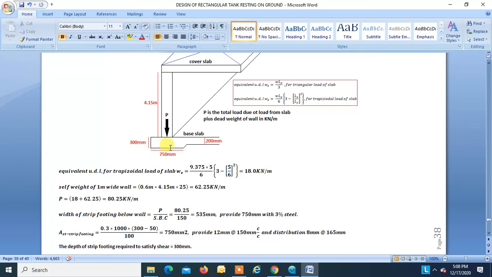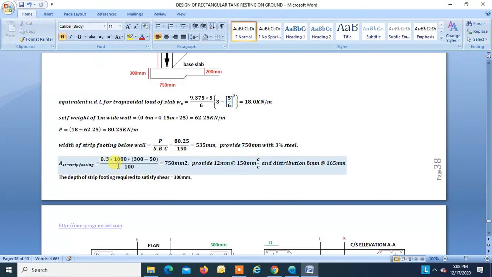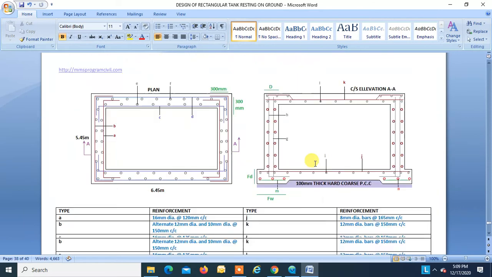We will provide minimum steel reinforcement, 0.3%, which is found to be okay for taking the moment, because the projection is only 75 mm. So only minimum steel has to be provided, that is required as per code, 0.3%. Taking 0.3%, we get steel area as 750 mm square. So we will provide 12 mm about 150 mm center to center as main steel, and distribution steel as 8 mm about 165 mm. Let me show you in the figure.